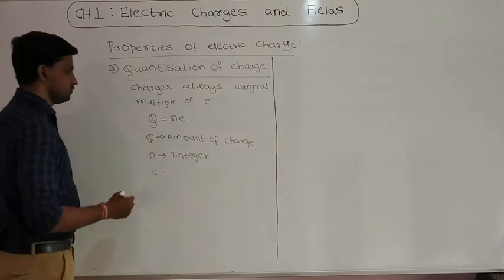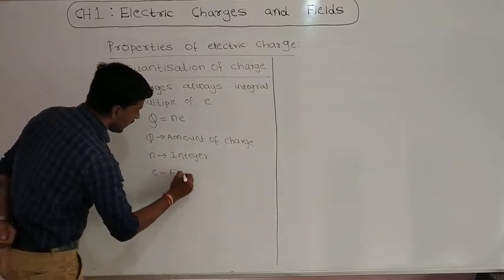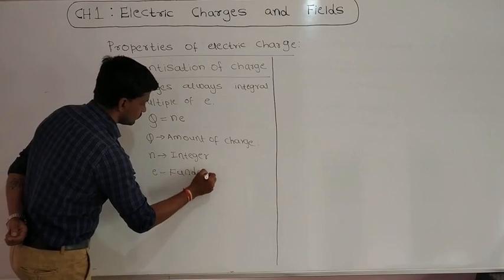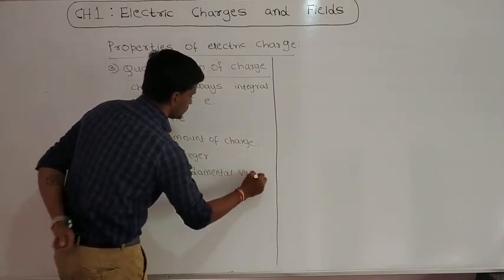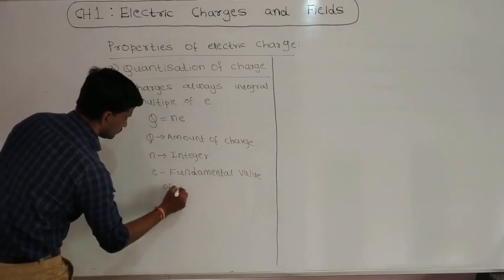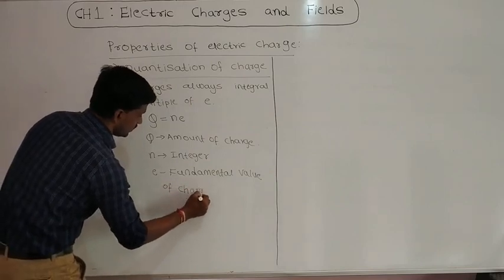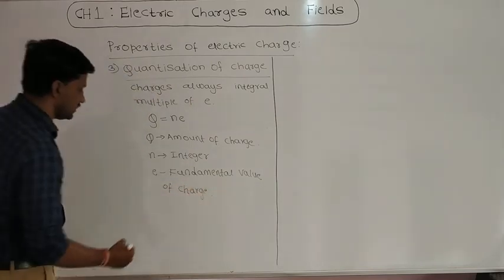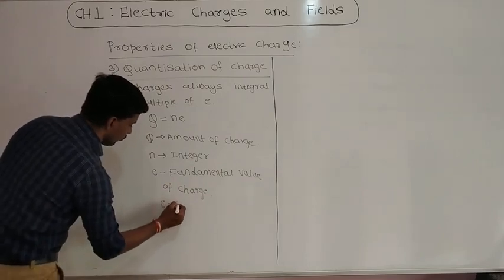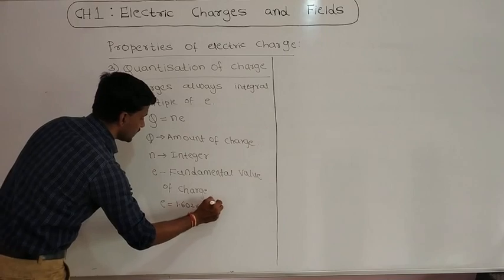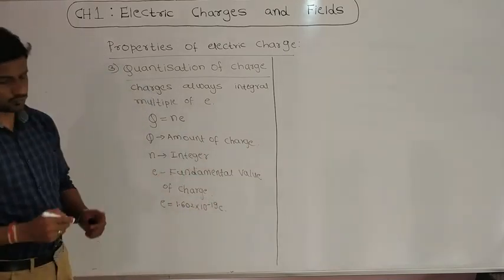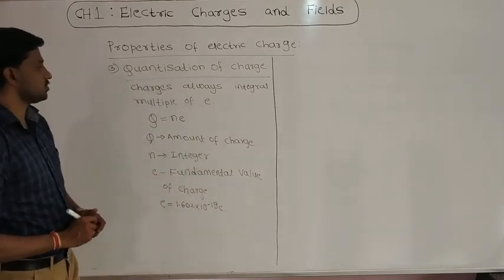E is the fundamental value of charge, and its value is constant, that is E is equal to 1.602 into 10 to the power minus 19 coulomb. So that is called the quantization of charge.